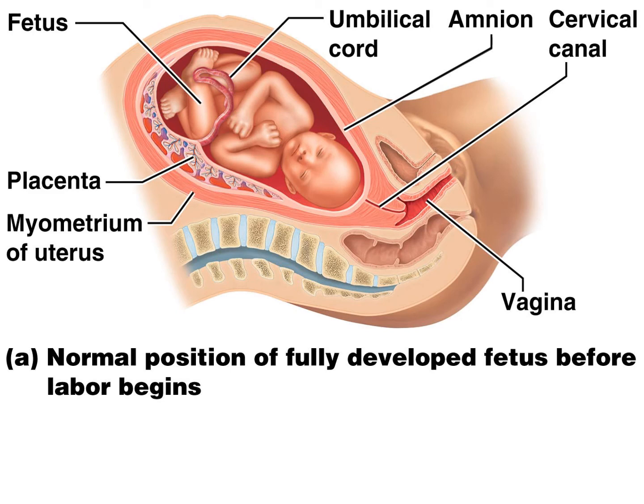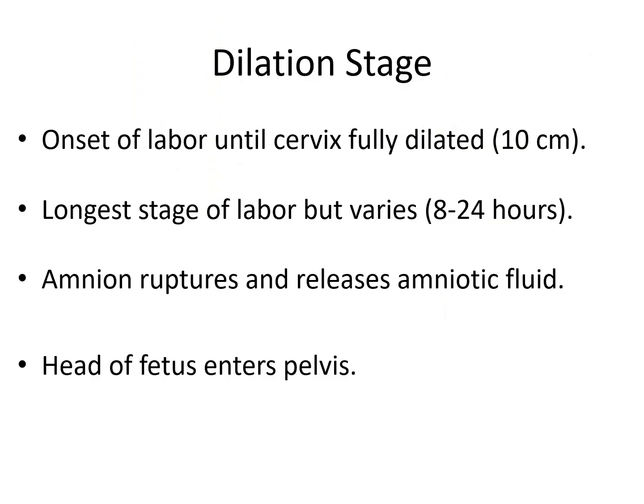Here's the maternal position of the fully developed fetus before labor begins. Notice that they're head first, for example. Other things that occur at the onset of labor is the dilation stage, which lasts until the cervix is fully dilated at 10 centimeters. The onset stage of labor varies from 8 to 24 hours, but the amnion may rupture and release the amniotic fluid. And the head of the fetus enters the pelvis.